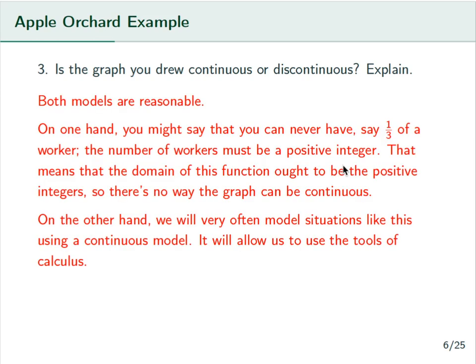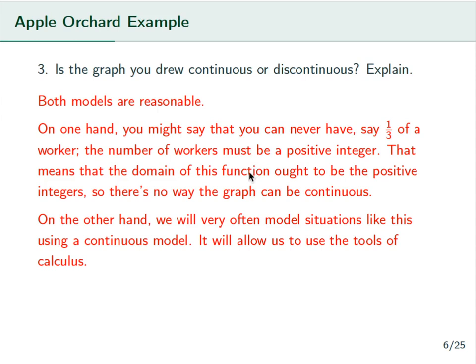So here, both models are reasonable. On the one hand, you might say that you can never have, say, 1/3 of a worker. So the number of workers must be a positive integer, such as 1, 2, 3, 4, 5, and so forth, right? That means that the domain of this function ought to be positive integers. So this is when we think of workers as the input quantity. So there is no way the graph can be continuous.